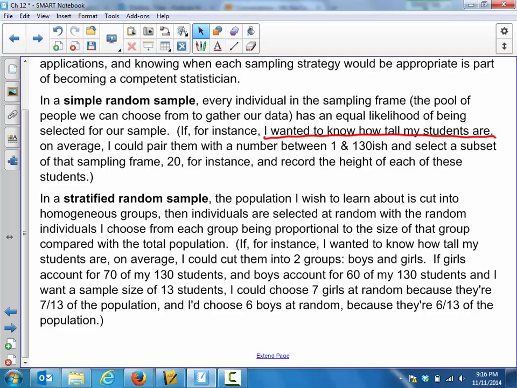Okay? So stratified random sampling is a useful method when you suspect that within the population of interest, if again the population of interest is the 130 students, there will be clear differences within that population. And that's why stratified random sampling would be an excellent method to use to learn about the heights of students here in my classes. Because, sure, boys and girls are absolutely different heights.